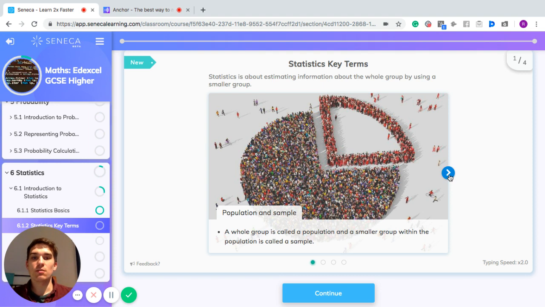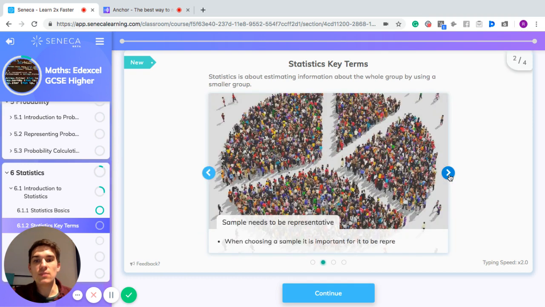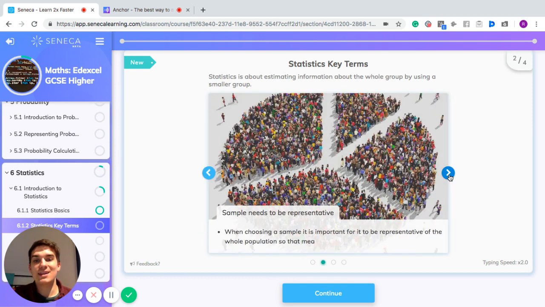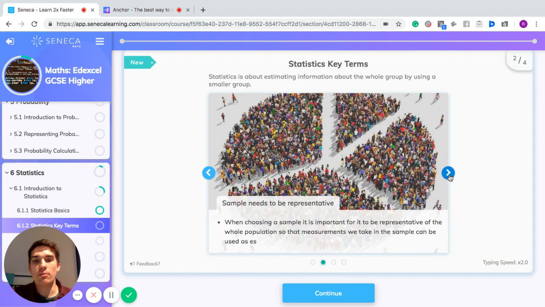is called a sample. You can think about that if you are taking the whole population of the UK and you want to just survey a few of them to try and guess what the whole population thinks. That means you're taking a sample of that population. The sample that you take needs to be what we call representative.